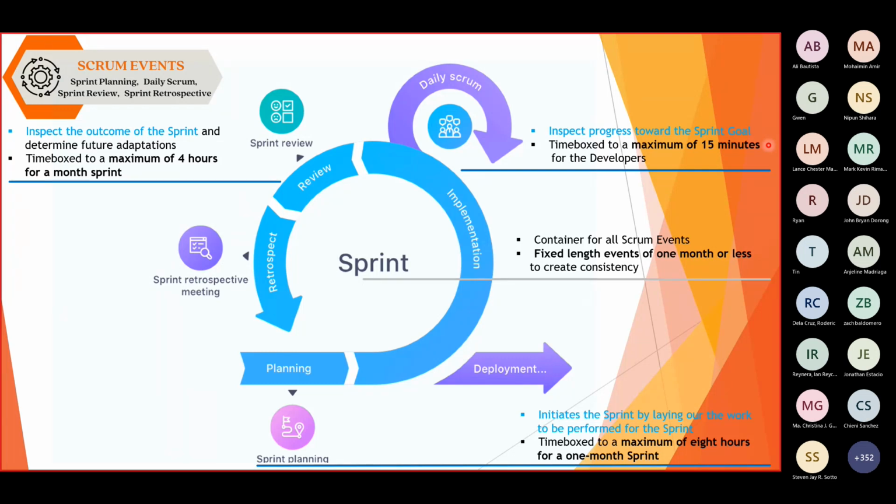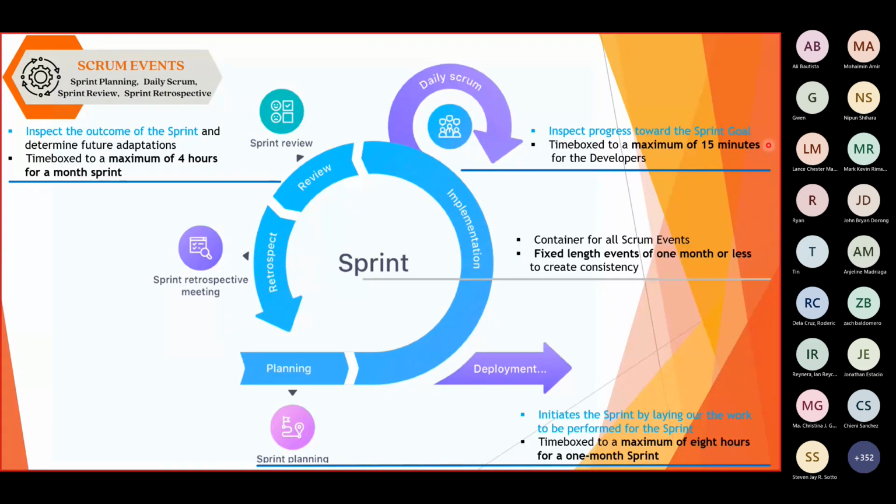So it's time boxed to a maximum of 4 hours for a 1 month sprint. But again, for shorter sprints, the time box can be smaller. Just a note on this one, we shouldn't limit the sprint review to merely a presentation or a demo with the developers presenting something and then getting their approval. It should be treated like a working session. And any changes in the backlog should be implemented as a result of the sprint review.